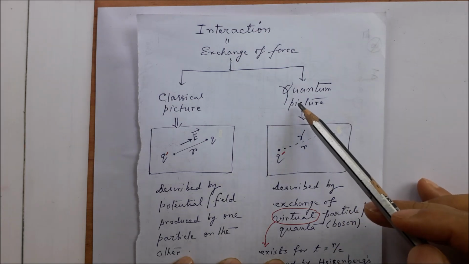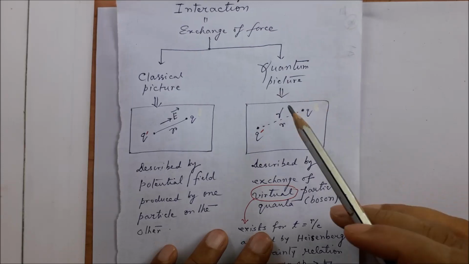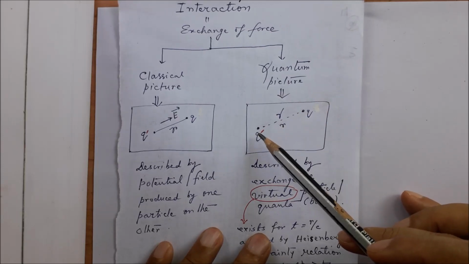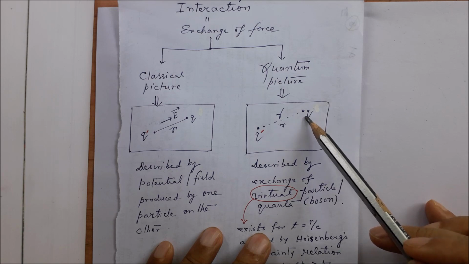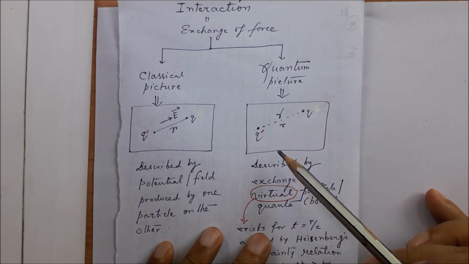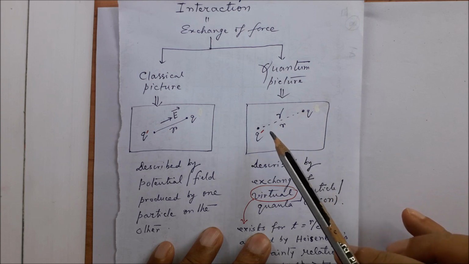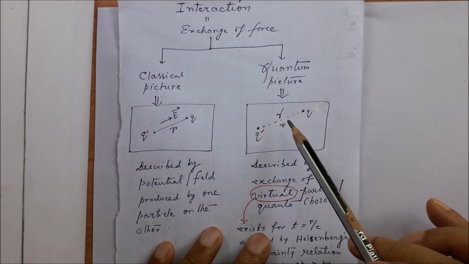The quantum picture is a bit different. Here the source charge Q prime is said to communicate with the field charge by emission of a virtual photon. So these two charges talk to each other through exchange of a mediator called photon.